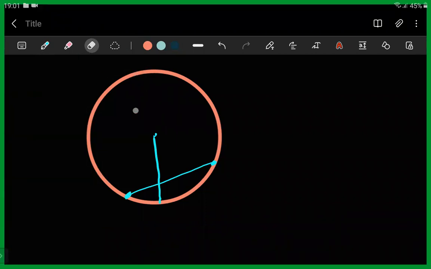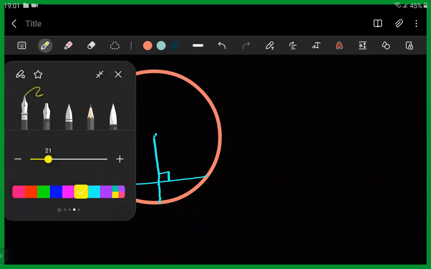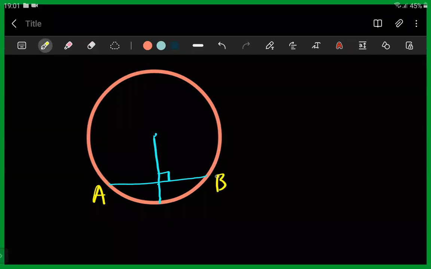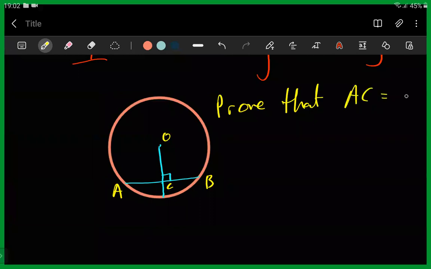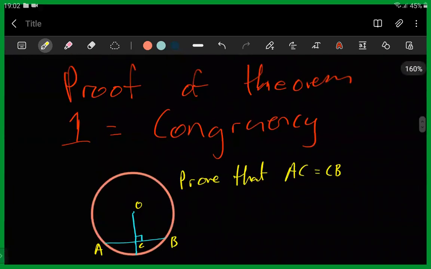But anyways, with proving theorem 1, the key thing is lines that are perpendicular to each other. So if you have lines that are perpendicular to each other, and one of them is coming from the center of a circle like this, if they were to ask you, let's put letters here. We said here A, B, C, and O. If they wanted you to prove that AC is equal to CB, that's more like them asking you to prove theorem 1. We said to prove theorem 1, you just need to remember congruency.